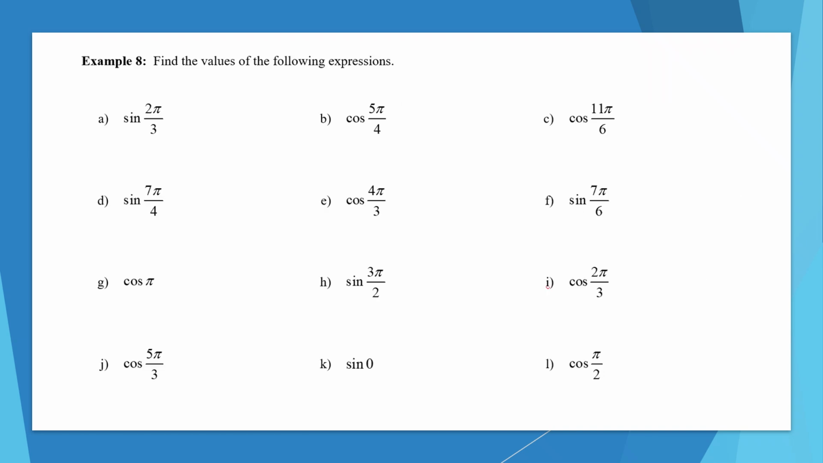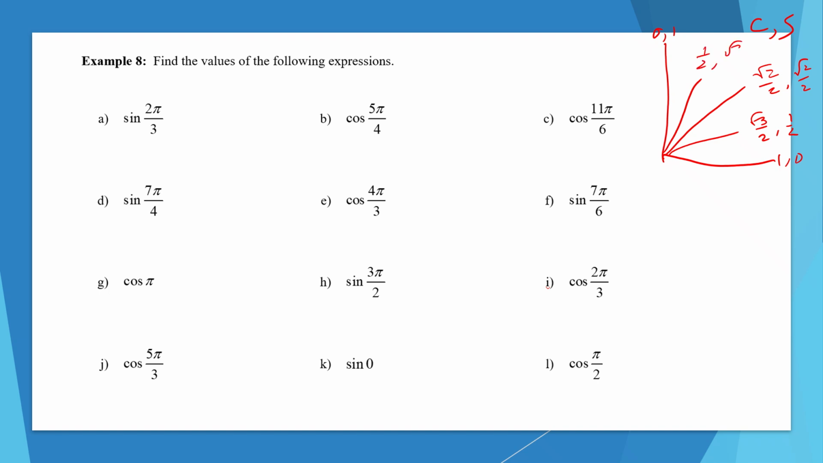All right, so let's work through example 8 together. Find the values of the following expressions. And so with these 12, let's work through them. I'm going to start by drawing out the first quadrant of the unit circle just in the top left corner. So here, and then drawing our 3 angles. So this should be, let's see, 1, 0, and then 0, 1, and then just reminder it's cosine, sine. This then should be root 3 over 2, 1/2, root 2 over 2, root 2 over 2, and then this one should be 1/2, root 3 over 2.